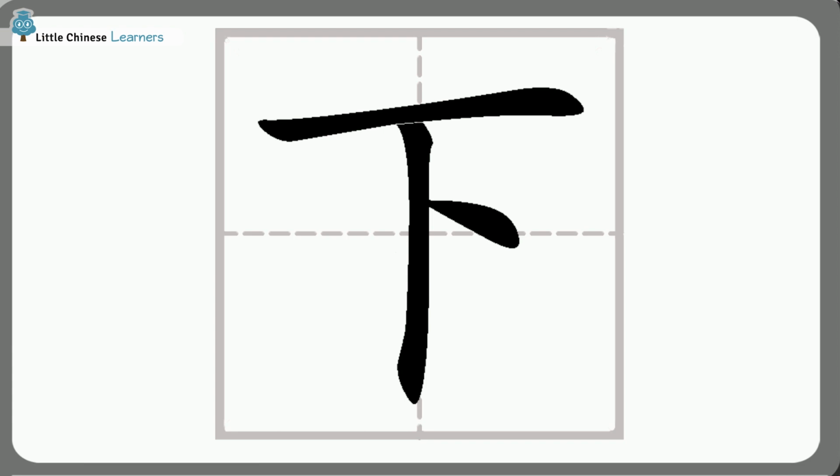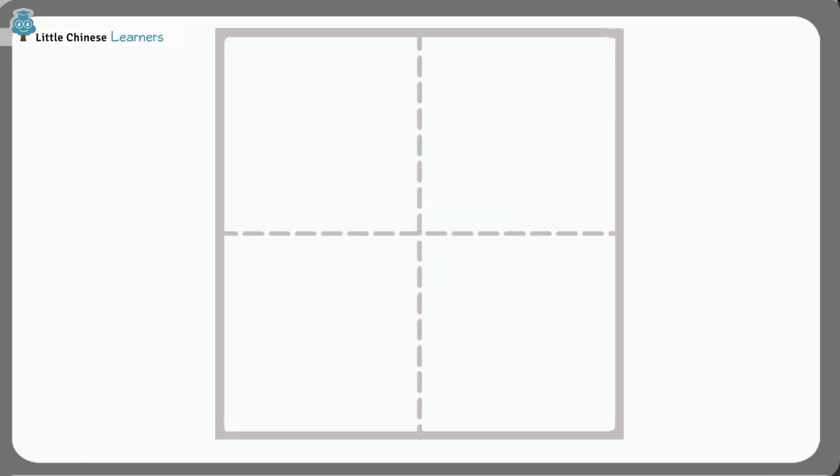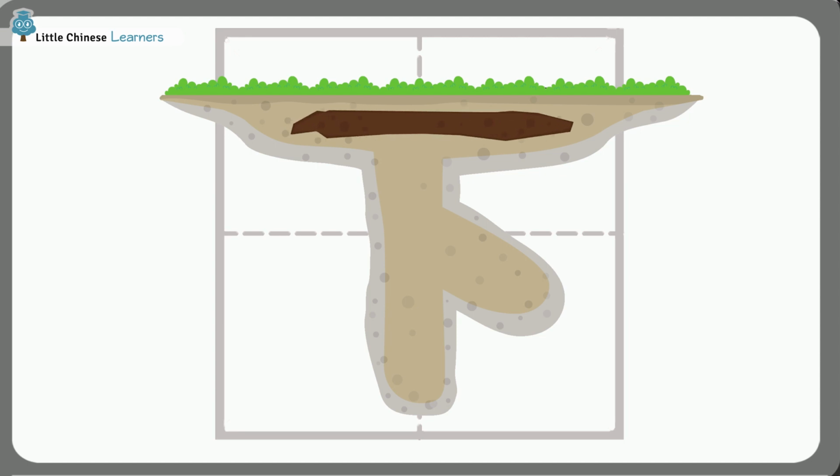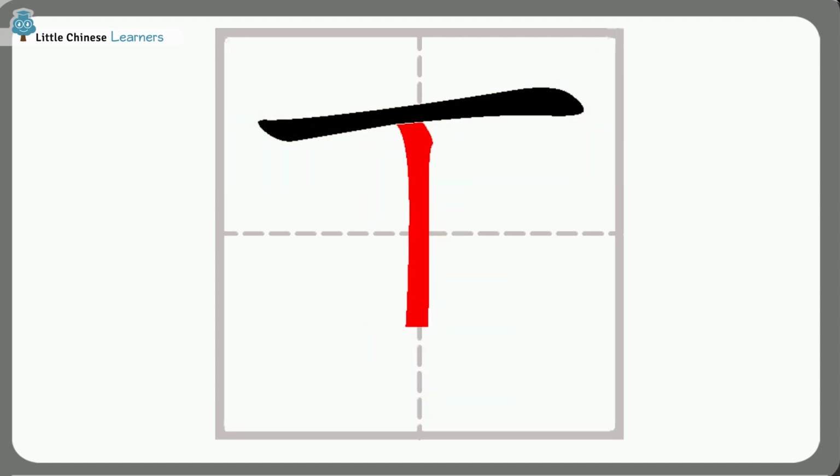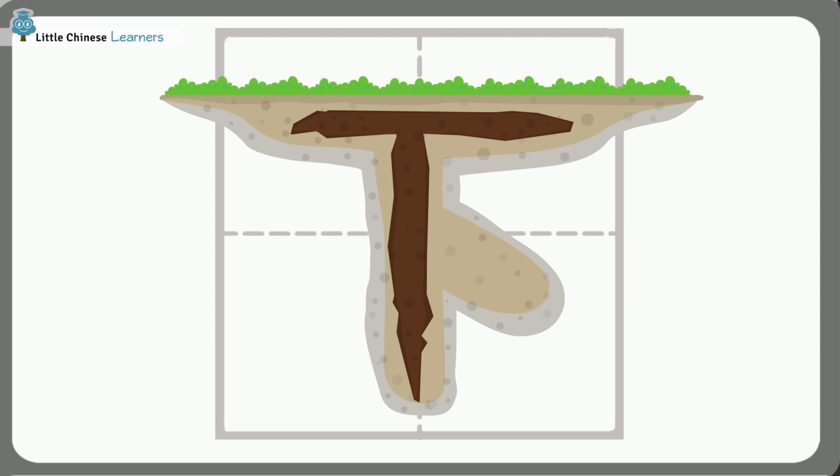Next, let's write 下. This time, we start with the long flat line representing the ground, 左到右. Then we draw the vertical line right down the middle, 上到下, like this. Think of this as the tunnel dug by a prairie dog.